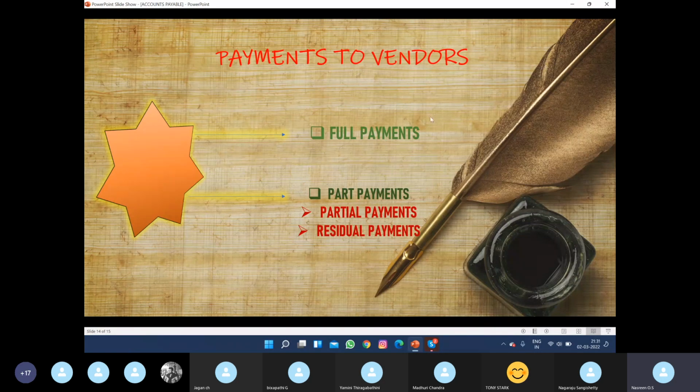If we have transacted for an amount of, let's say, 10,000, if we pay 10,000, then it is called full payment. If we only pay 5,000 and we are due with 5,000, then it is referred to as part payment. We can make payment in either of the ways. These part payments can again be divided into partial payments and residual payments. Even though both are part payments, they differ in terms of transactions and the processing of those payment transactions. So these are the two types of payment methods when we are paying the vendors.